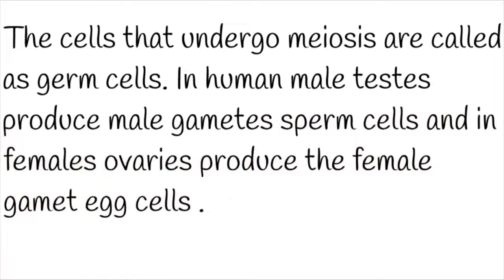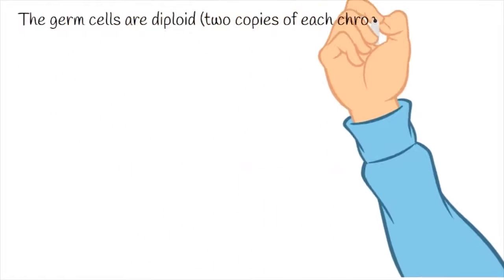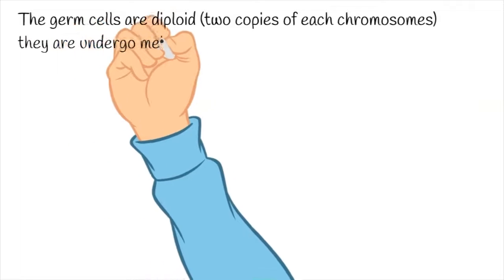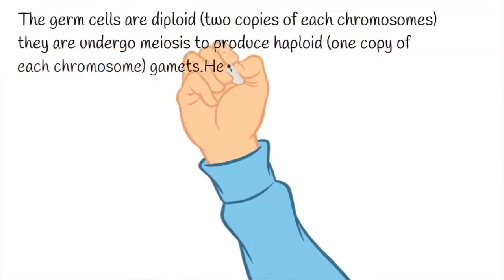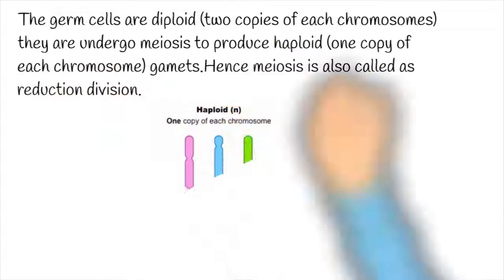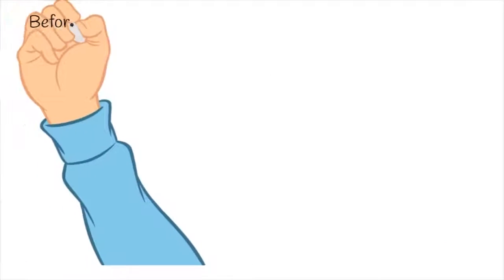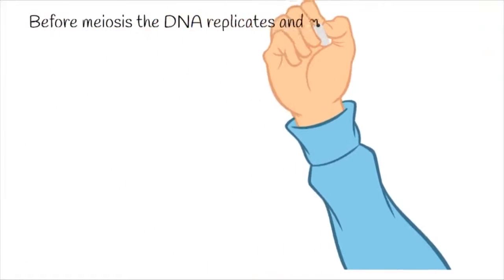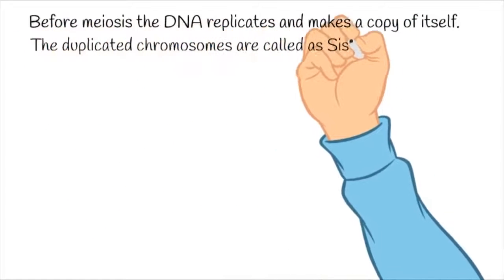the egg cells. The germ cells are diploid. That means they have 2 copies of each chromosome. They undergo meiosis to produce haploid cells, haploid gametes, which have 1 copy of each chromosome. Hence, meiosis is also called reduction division. Before meiosis can take place, the DNA has to duplicate and make copies of itself. The duplicated chromosomes are called sister chromatids.